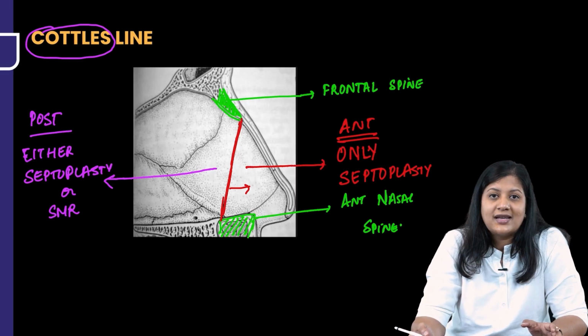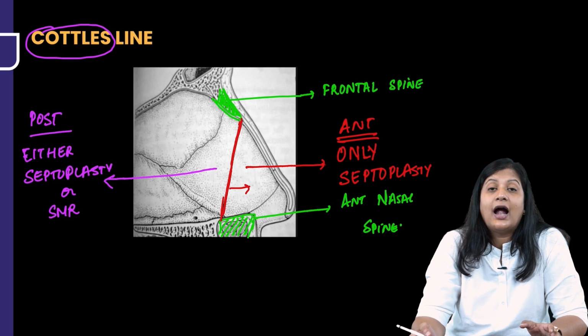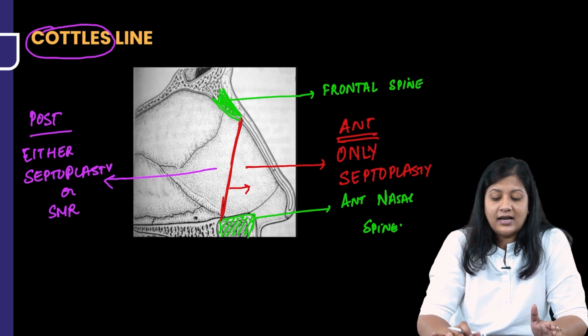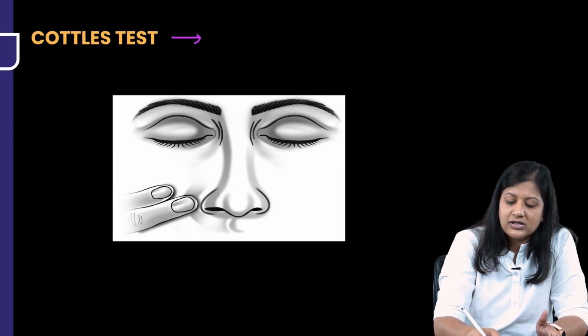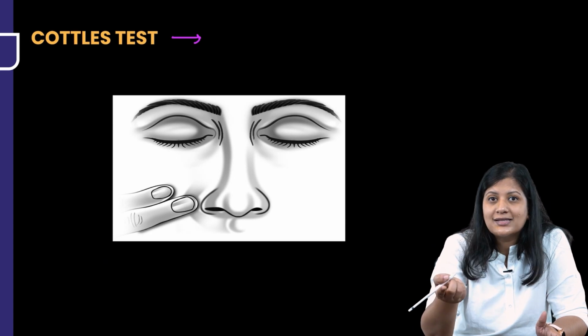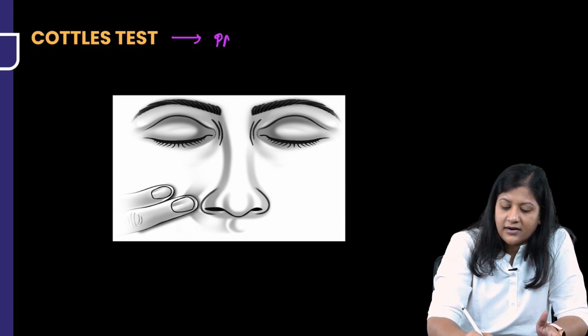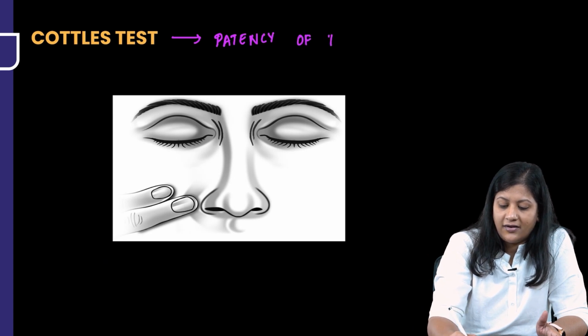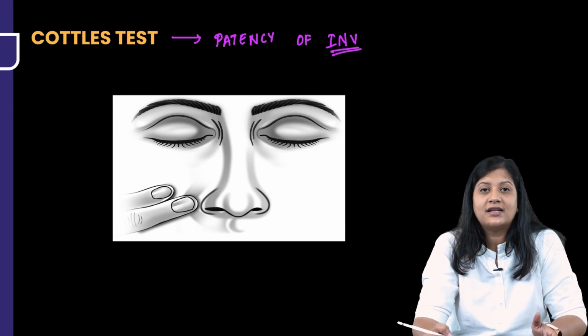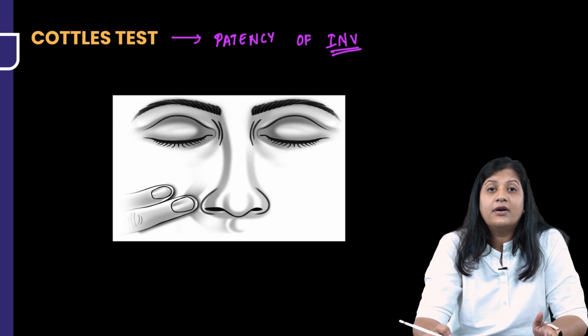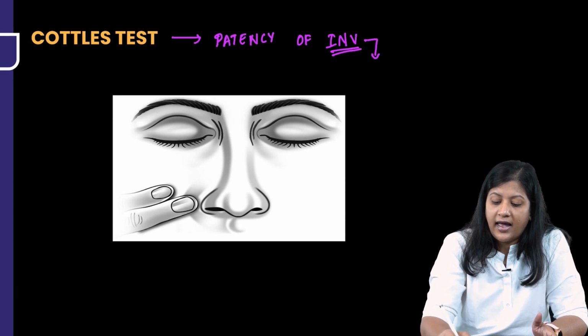What is Cottle's test? Cottle's test helps us understand the patency of the internal nasal valve. So this is your MCQ. Why are we doing this test? This test helps us understand the patency of the internal nasal valve. I have already explained to you what the internal nasal valve is in the anatomy class, but to brief you again about it, the internal nasal valve is the narrowest portion of the nasal cavity.